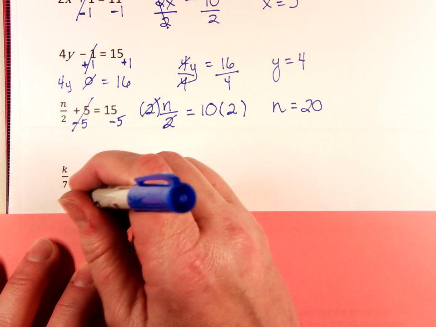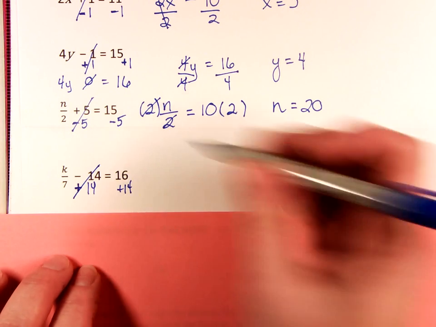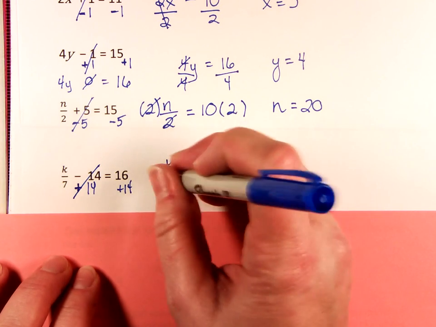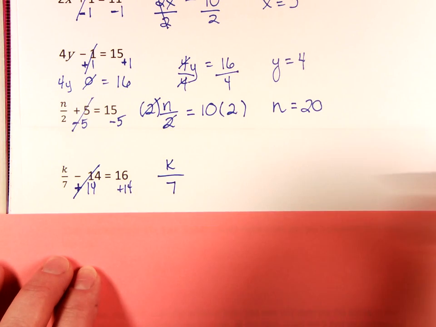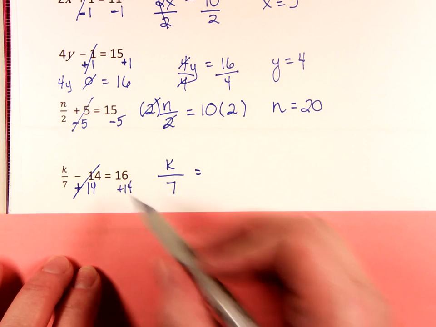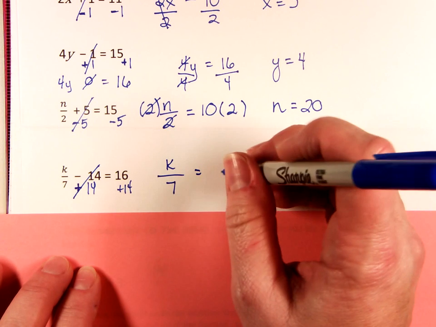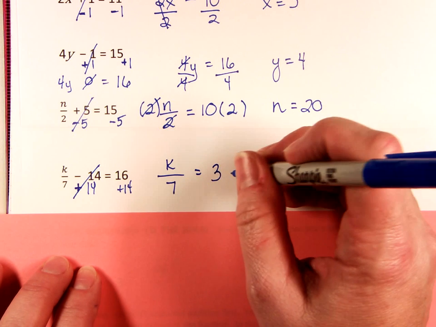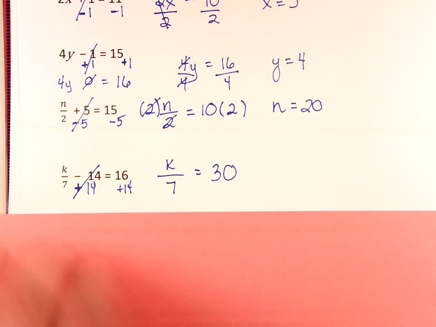Now these will cancel out, but I've still got k divided by 7 on the left. On the right, I've got 16 plus 14. Is that 30? Now k divided by 7 equals 30. What's my next step?